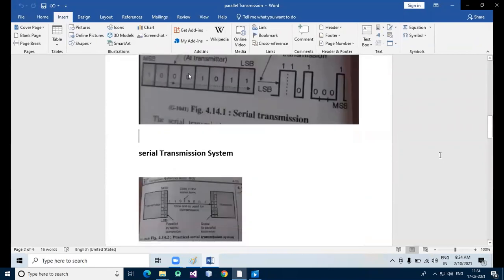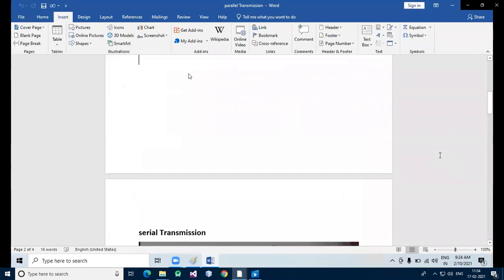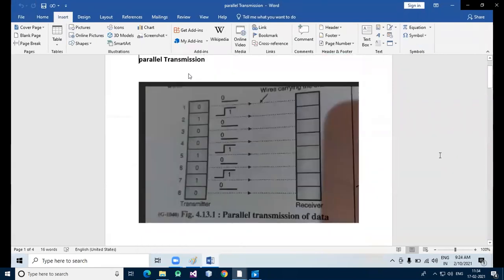Okay, parallel transmission. Here in parallel transmission of data, all the bits of bytes are transmitted simultaneously on separate wires.